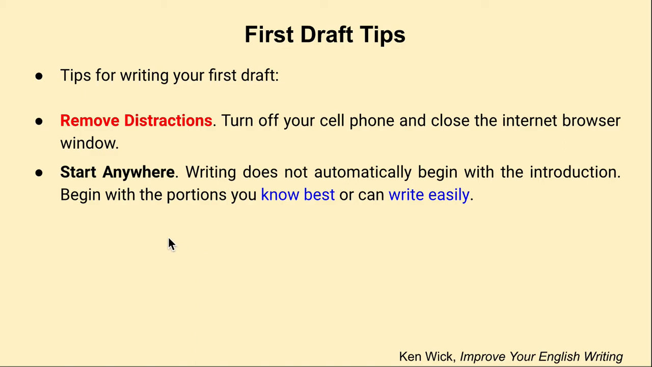And start anywhere. You can start anywhere. You don't necessarily have to begin with the introduction. Why don't you start with writing the portions you know best or can write easily? Most people are probably completely unaware that in my books, I actually write the introduction last, or most of the time.